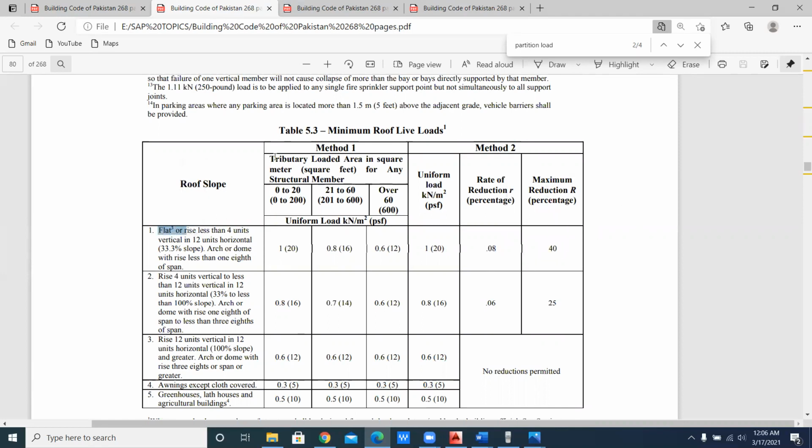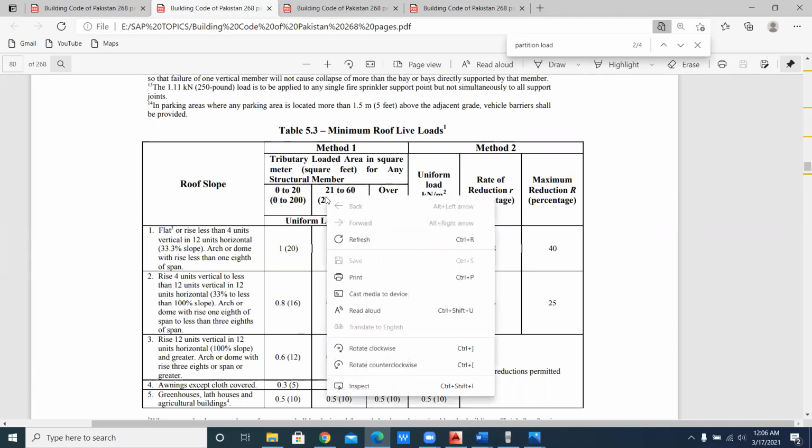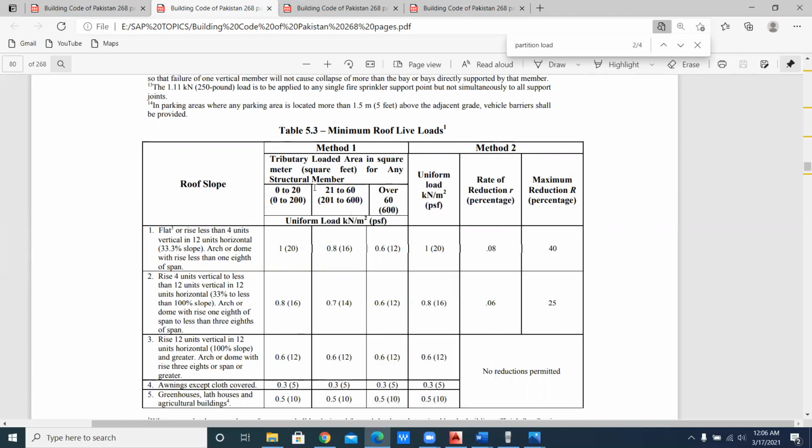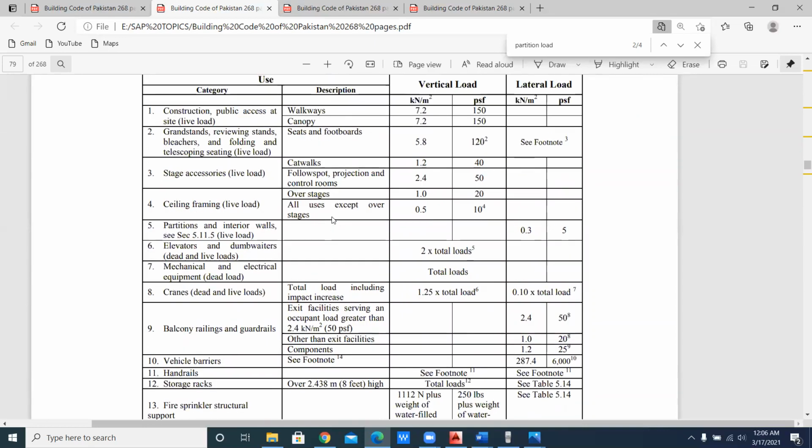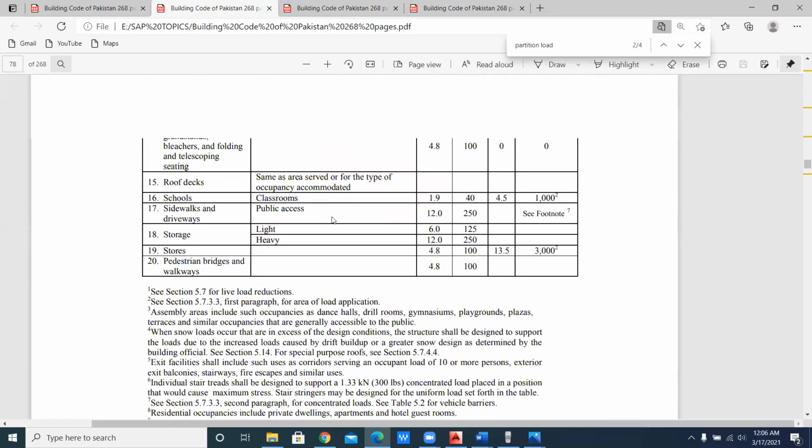That is basically the tributary area in square meters. Tributary area is the area from one span to another span, then that span to the other span. That is known as the tributary area. Keep remembering this. Yes, this one is the table.